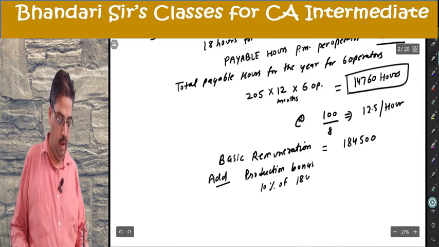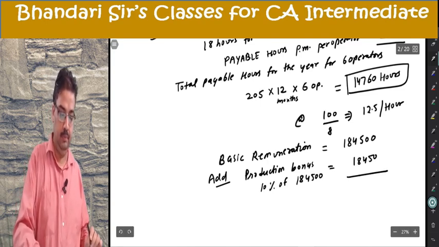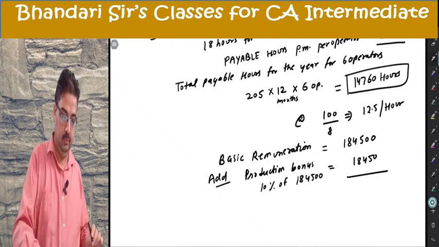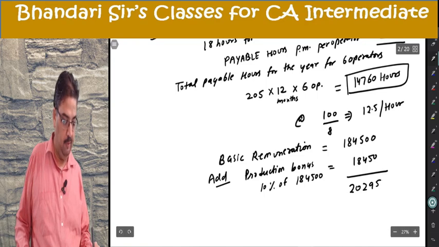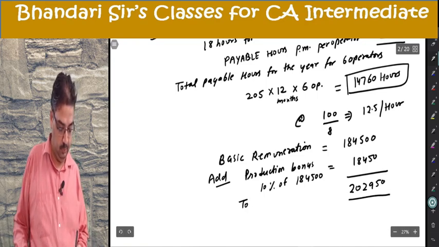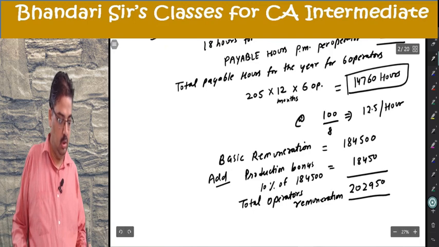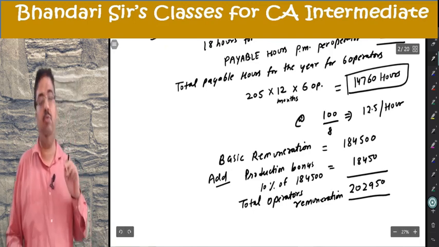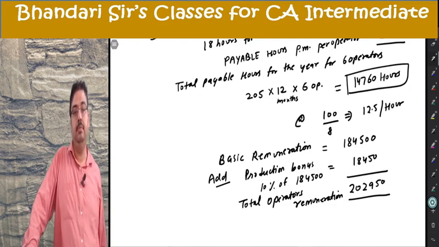10% of 184,500 is 18,450. It becomes 202,950. Total operators remuneration. This is very, very important first computation in the question.